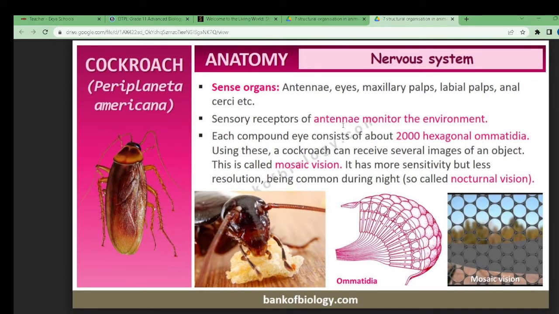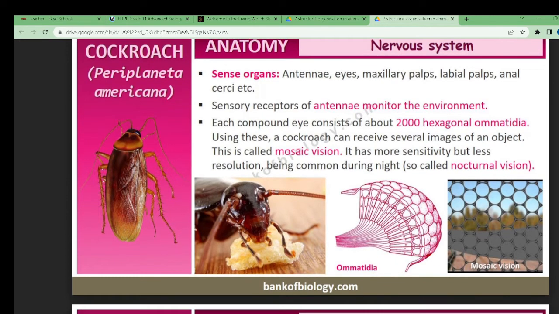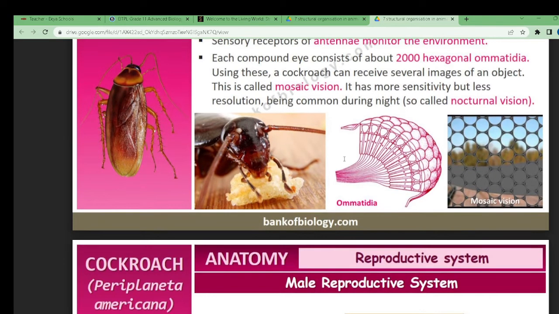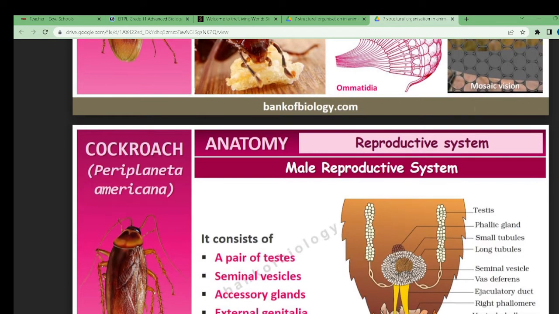Sensory receptors, the antenna, monitor the environment. Each compound eye consists of about 2000 hexagonal ommatidia. These ommatidia are nothing but the eye cells inside the cockroach. Using this, a cockroach can receive several images of an object. This is called mosaic vision. After that, they also have some nocturnal vision.